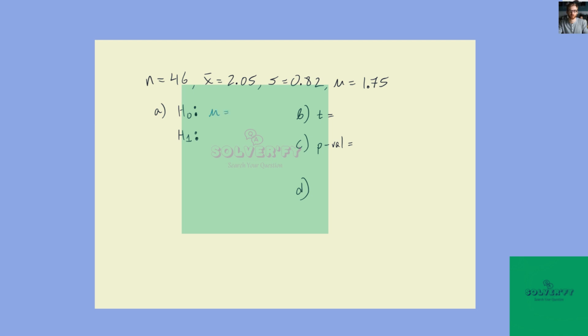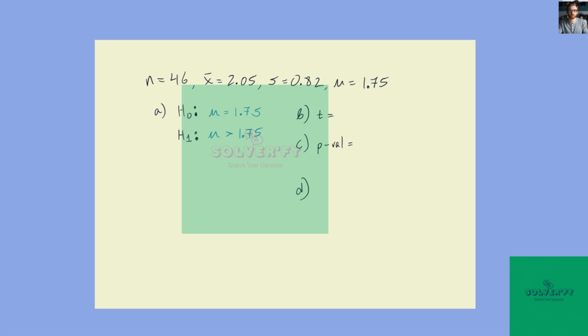And first for A, we're asked to state the null and alternative hypothesis, and here our null hypothesis would be that the mean is equal to the 1.75, and we want to see if the coyotes in this region live longer, so that means our alternate hypothesis would be that the mean is greater than 1.75.